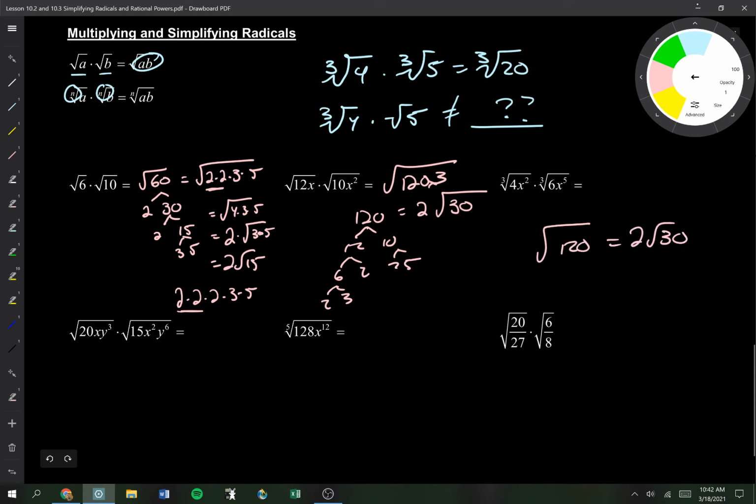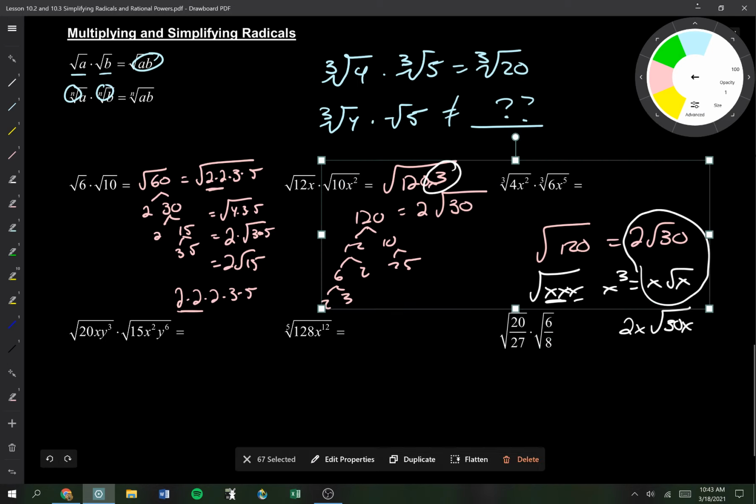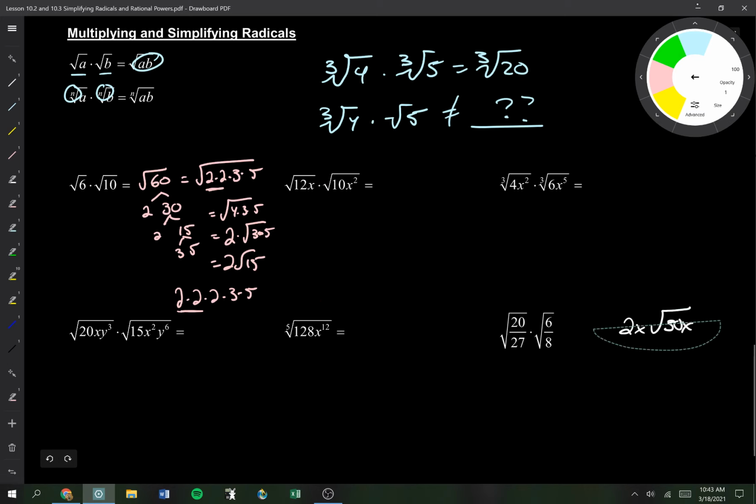But I still have to deal with the x's, right? I have 3 x's I have to deal with. Well, since I have 3 x's, there's a pair. So x to the third is really the same as x root x, because a pair comes out and 1 stays behind. So if I combine these two things together, I get 2x square root 30x. So that is how all that simplifies. I'm going to erase all this. Grab this and pull it over here.